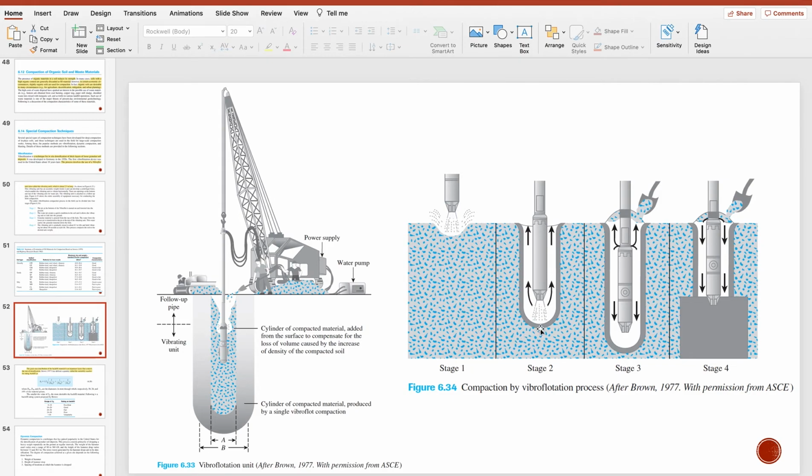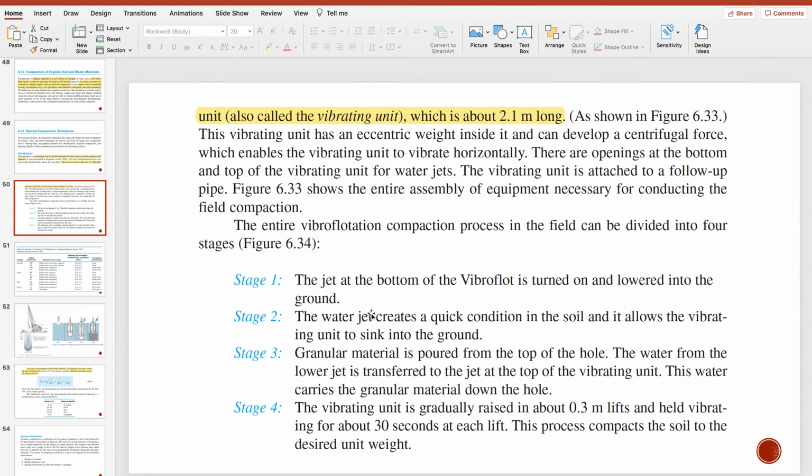Then from there, maglalabas siya ng tubig and at the same time, binubuhos yung ating filler. Habang binubuhos yung ating filler, naglalabas tayo ng tubig to densify. And nagva-vibrate din yan. Okay? So habang tumataas, na-compact na yung ating material sa ilalim.